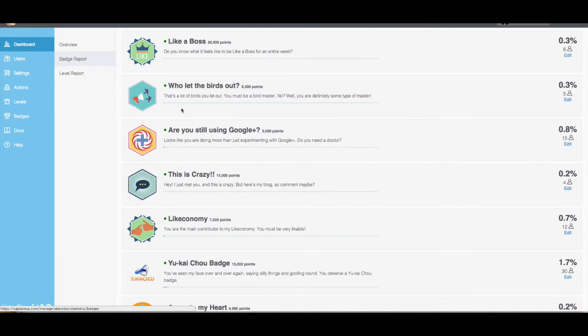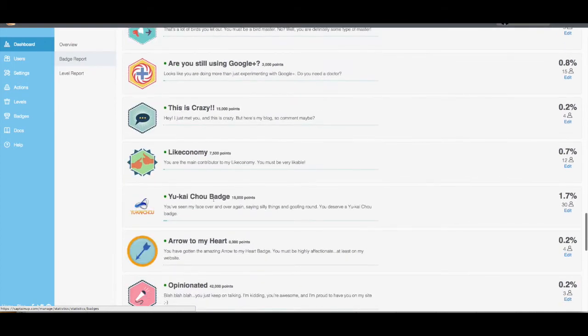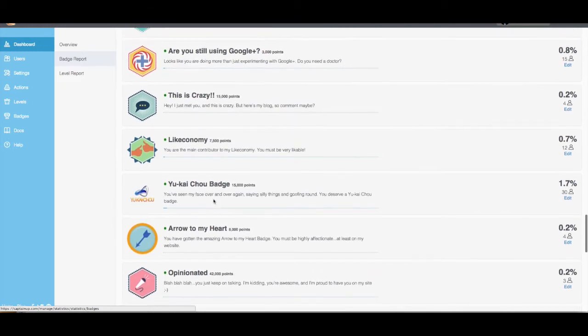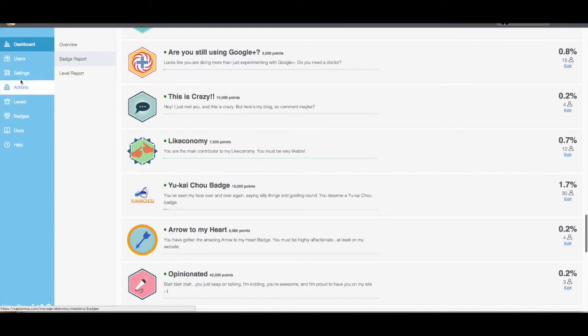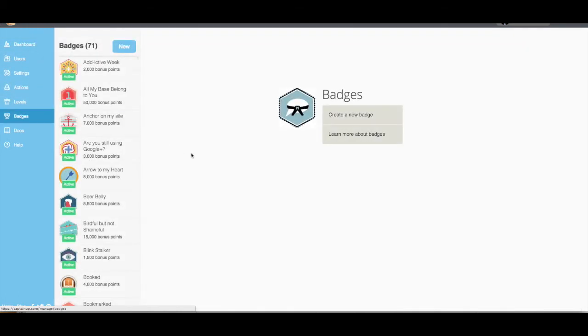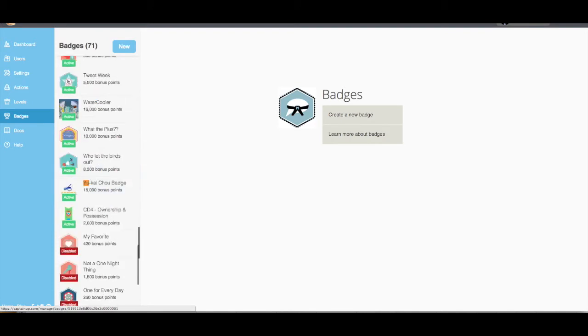Difficulty is very, very important. The Yu-Kai Chow badge, wow, I'm impressed. There's 30 people who have it now. Back in the day, there was like 0 for the longest time, and I see now 30 people get it. So let's see, what does it take to get a Yu-Kai Chow badge? So we go to badges, we go to Yu-Kai Chow. Let me see if I can just find it right now.